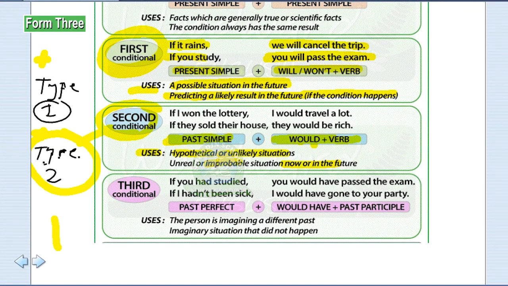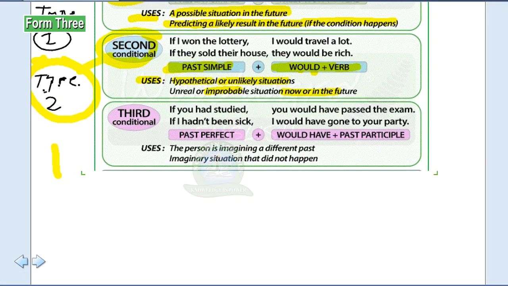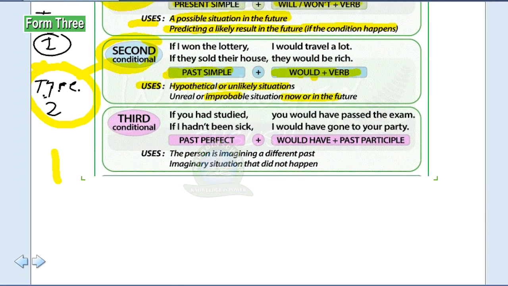And now let's go to the third conditional. The third conditional is also called conditional type 3. It consists of two tenses, right? Past perfect tense and also perfect conditional. But here you have only would, have, plus past participle verb. We also call it perfect conditional.